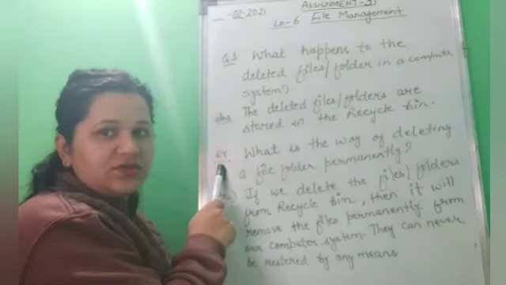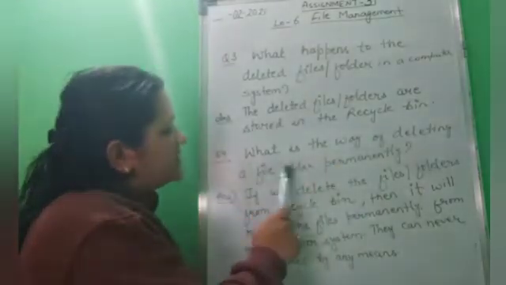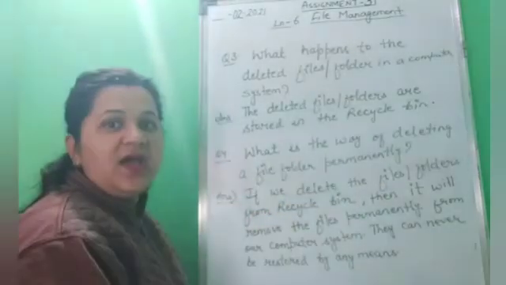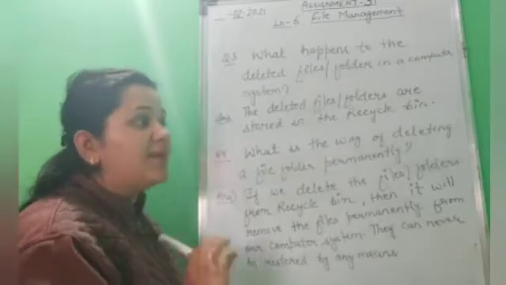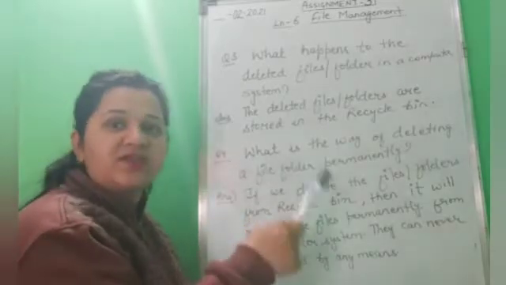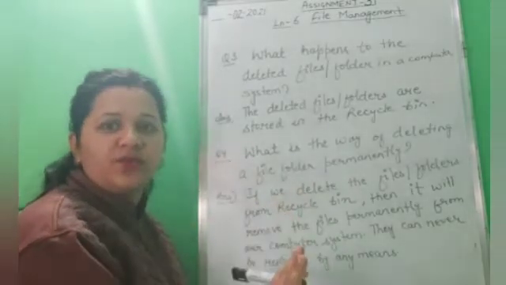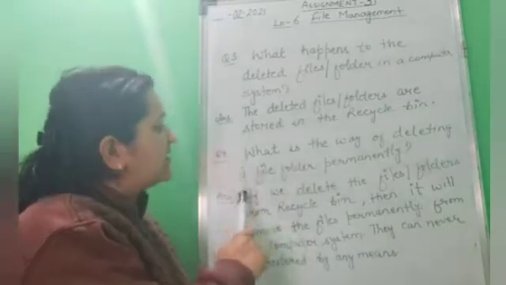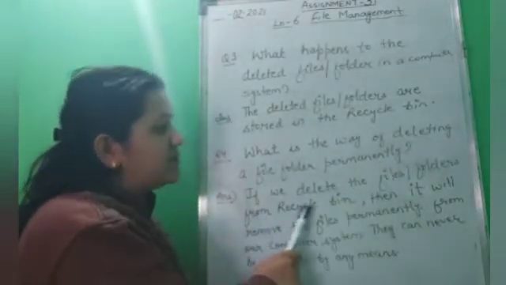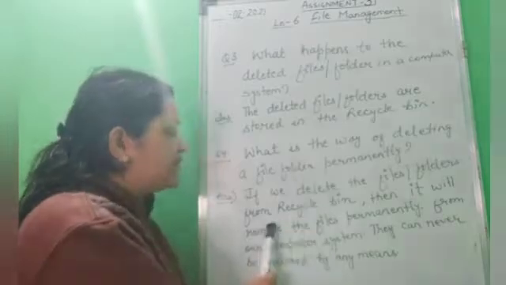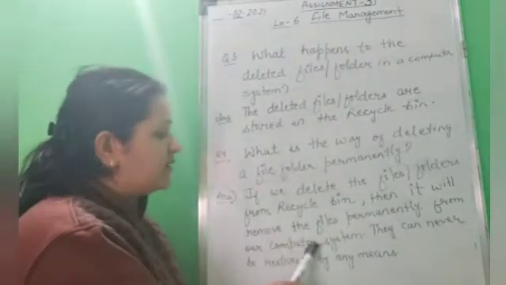Okay. Next, question number 4. What is the way of deleting a file or folder permanently? How can you delete a file or folder permanently? Permanently means they would not get stored in the recycle bin. It means you can never restore them. So the way is that if we delete the files or folders from the recycle bin, then it will remove the files permanently from the computer system.